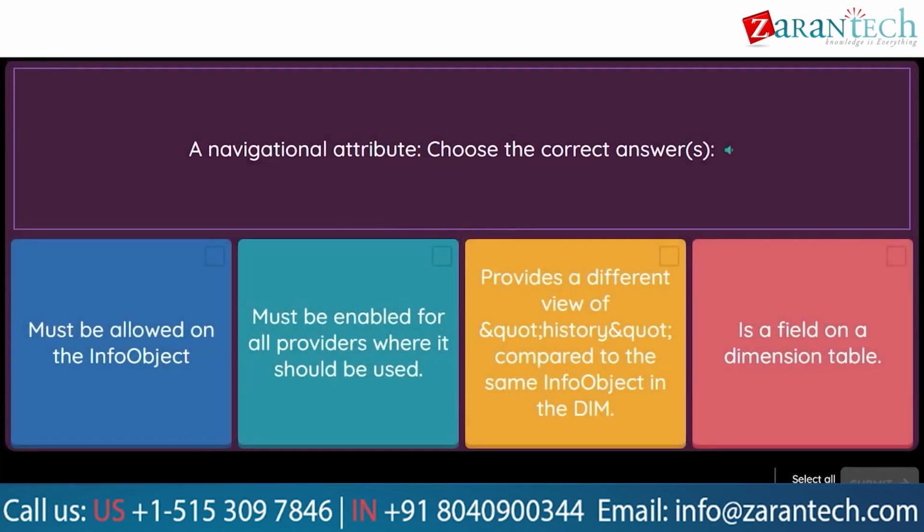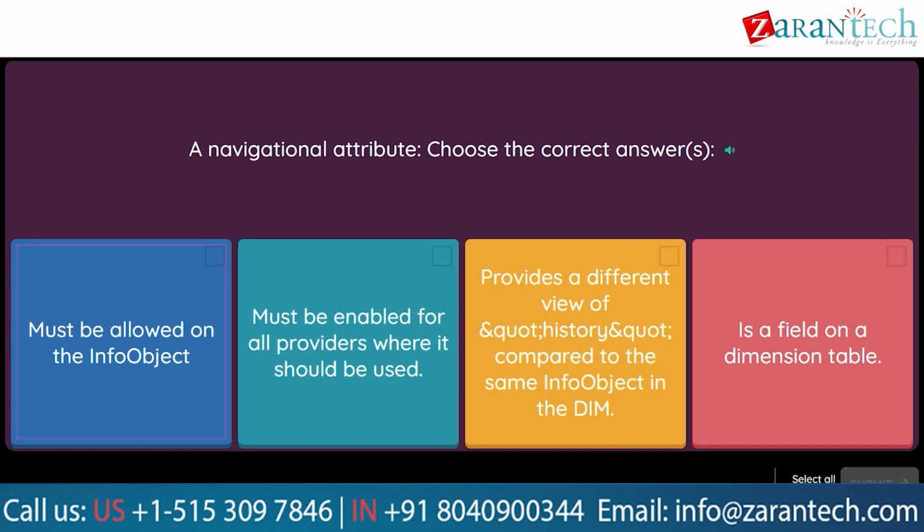Question: a navigational attribute, choose the correct answer(s). Option 1, must be allowed on the info object. Option 2, must be enabled for all providers where it should be used. Option 3, provides a different view of history compared to the same info object in the DIM. Option 4, is a field on a dimension table.